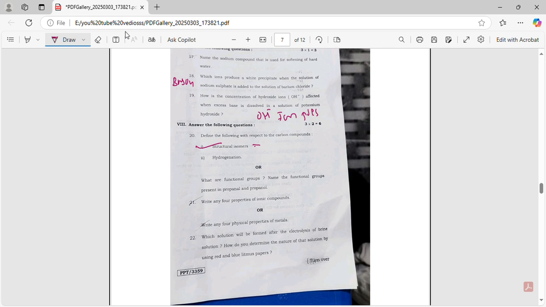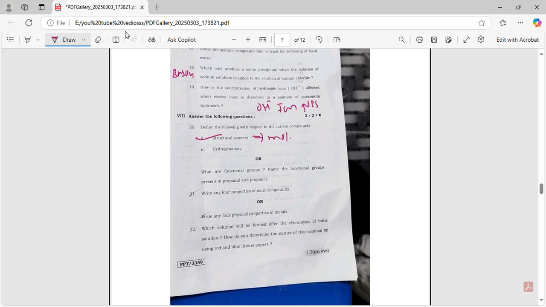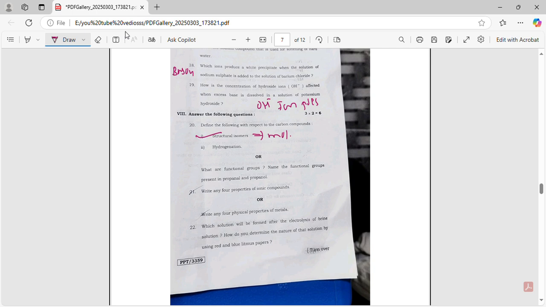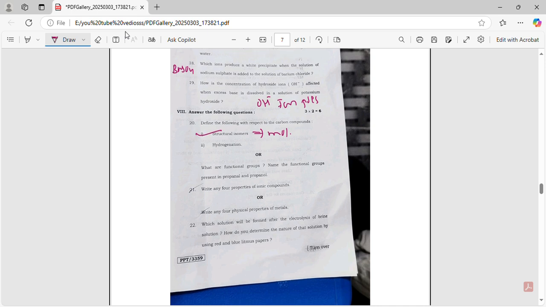Again I will say, compounds having the same molecular formula but different structural formula are called structural isomers. Hydrogenation is a process where unsaturated hydrocarbon is converted into saturated hydrocarbon by passing hydrogen gas in the presence of a nickel or palladium catalyst. Got it? Hope you guys understood.